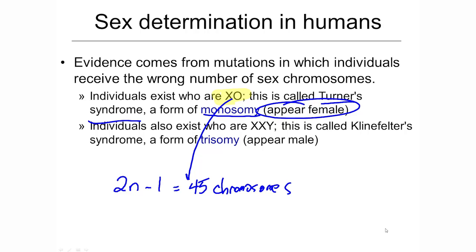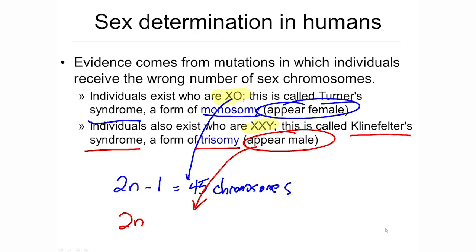There is also a phenomenon where individuals exist who are XXY. They have three, and as I mentioned before, this is referred to as a trisomy. A condition where individuals have two X's and a Y is known as Klinefelter syndrome, and those individuals most definitely appear male.